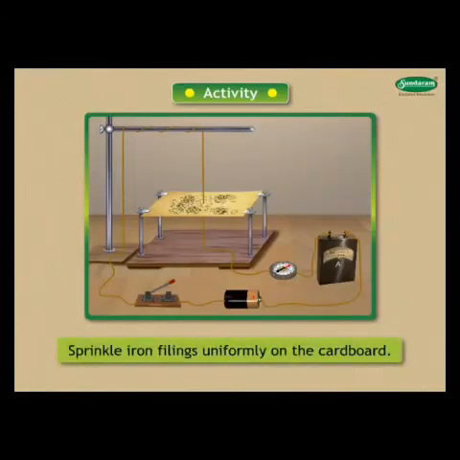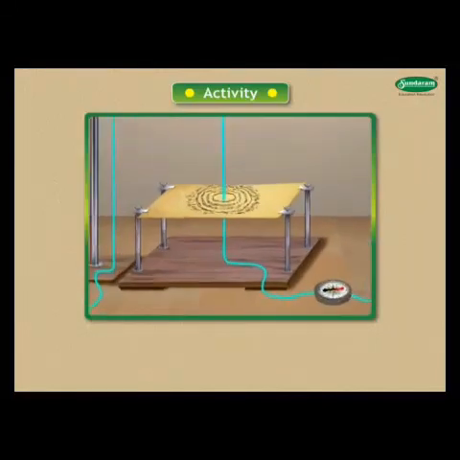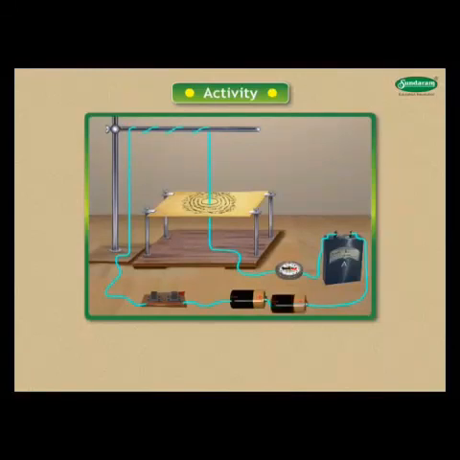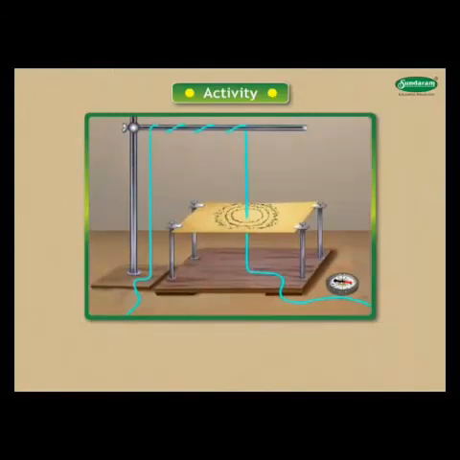Sprinkle iron filings uniformly on the cardboard. Close the key and tap the cardboard gently. Observe the pattern of iron filings. What will happen if the current is increased? More magnetic lines are produced. Also observe the needle if it is moved away from the wire. The number of magnetic lines decreases.